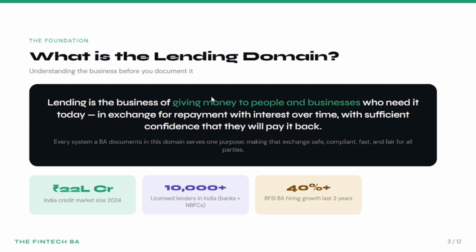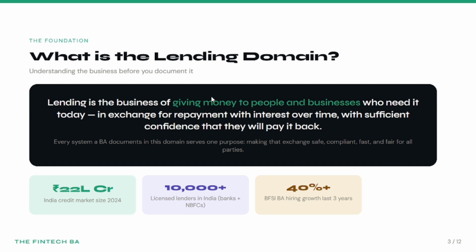Unnecessary friction in the application journey is not just a bad user experience, it is a commercial failure for the lenders. Now if I talk about repayment with interest over time, it tells you there is a time dimension to every lending transaction, right? Like you will find tenure, EMI calculations, part payment handling, prepayment handling, foreclosure handling, maturity closure handling, rescheduling. All of these come from this one phrase.